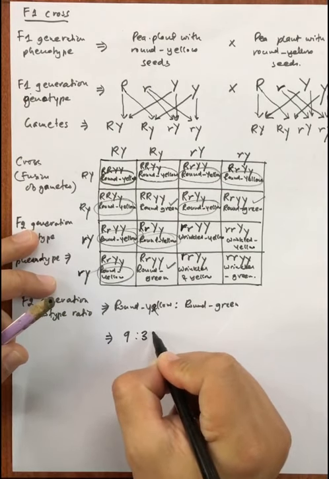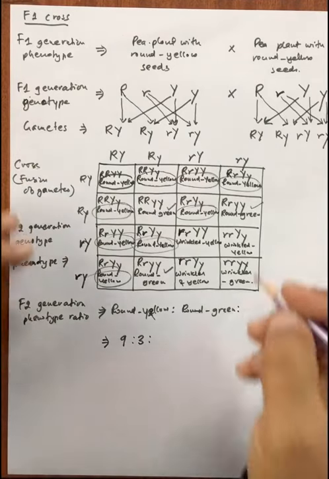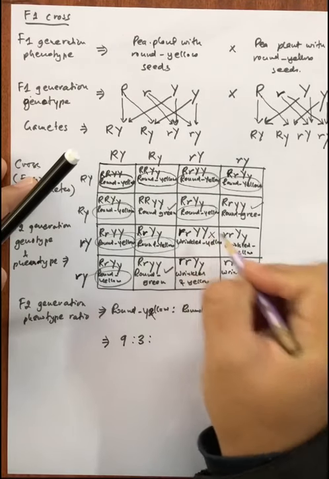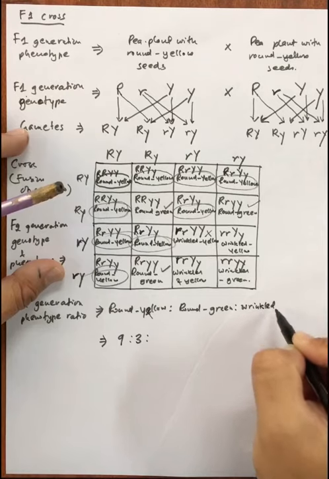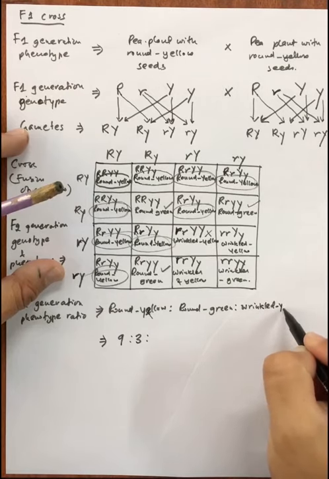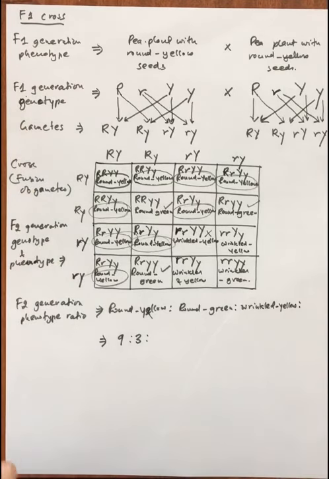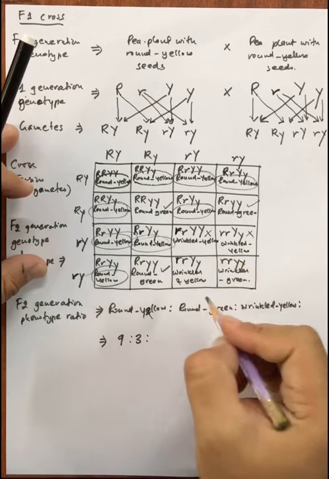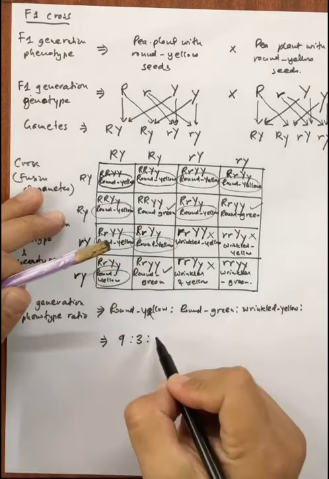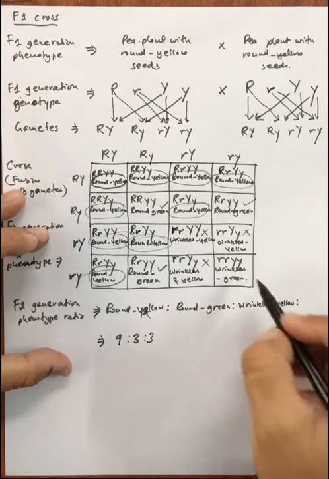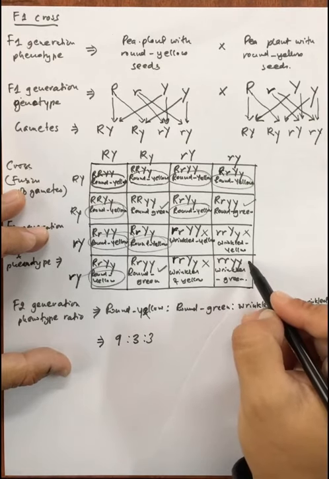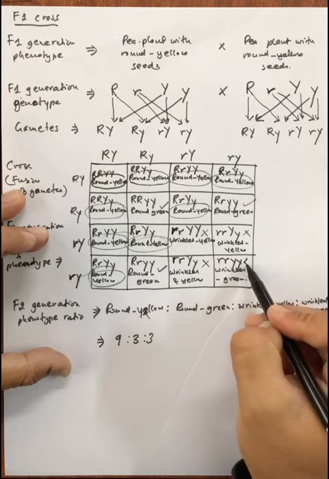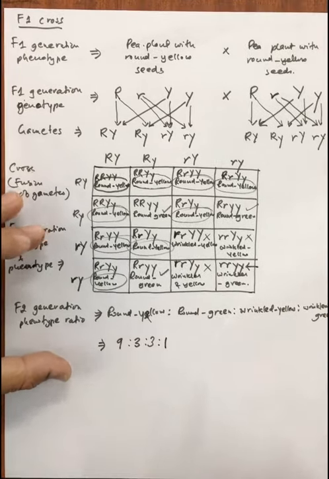The ratio is the count of each type. Then in the cross, wrinkled and yellow: count how many squares are wrinkled and yellow. Wrinkled and yellow has its ratio. Then wrinkled and green is the last one, the lowest count in the F2 generation.